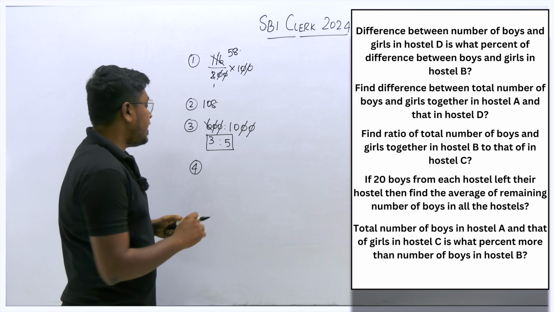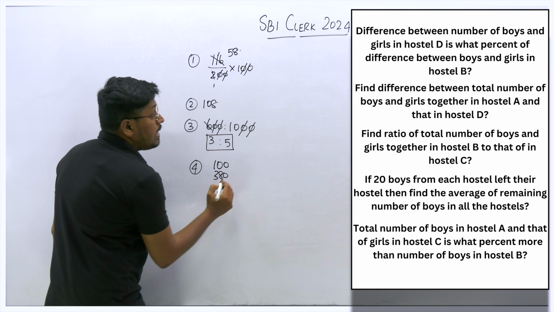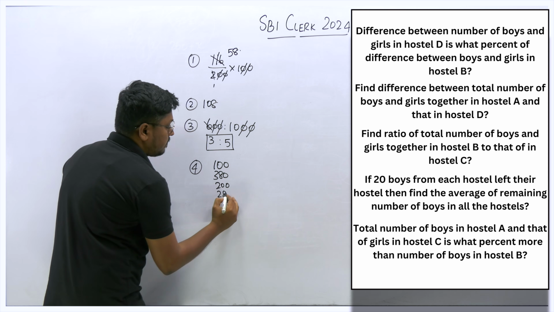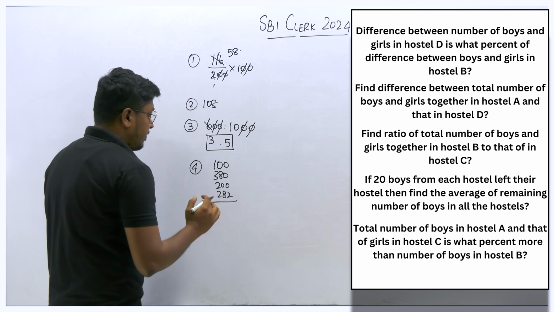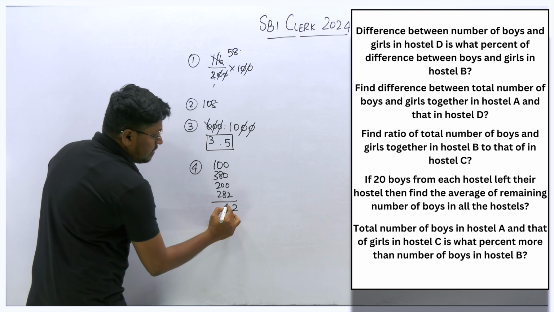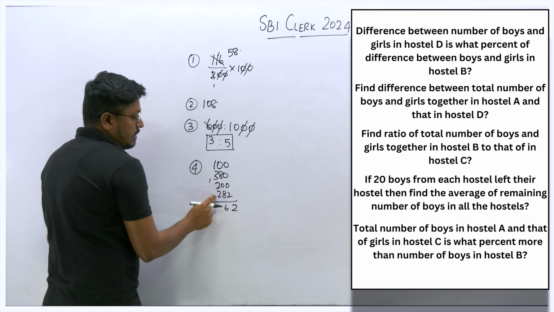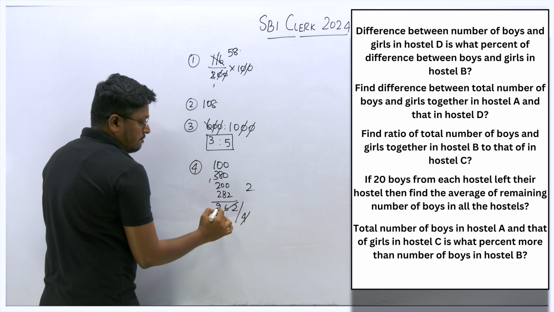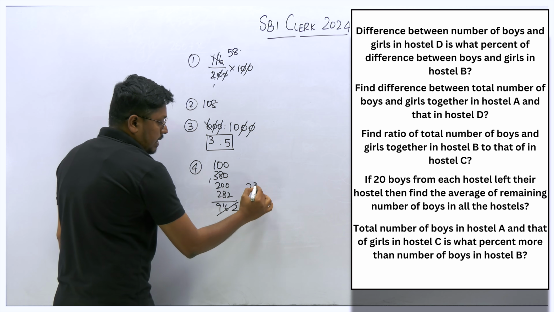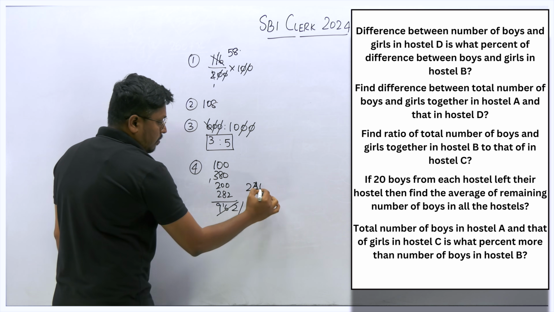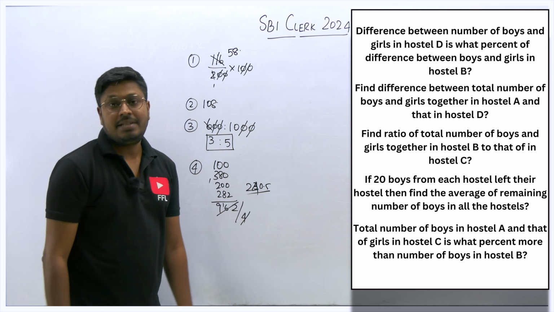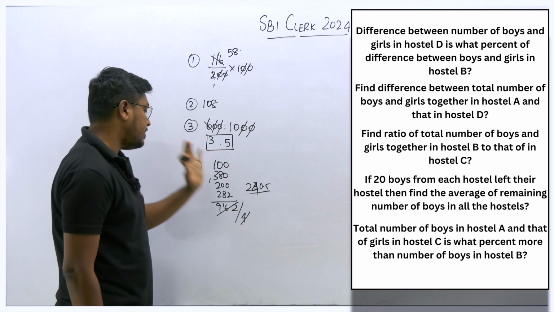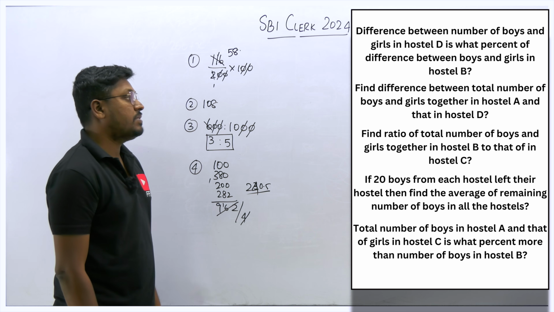So 100, 380, 200, 220, 282. We need to find an average, so divided by 4, right? So this will be 961, divided by 4: 4 2s are 8, 4 3s are 12, 4 4s are 16, so 240.5. So the answer for that question will be 240.5. It's not an approximation, we need to find an exact answer. So 240.5 will be the answer for this question, right?